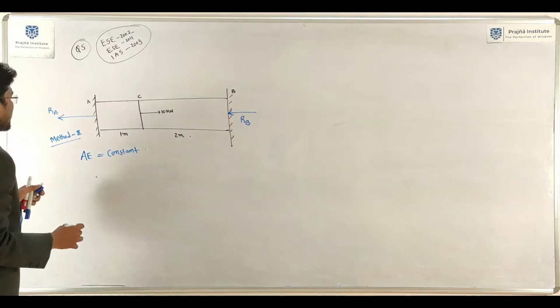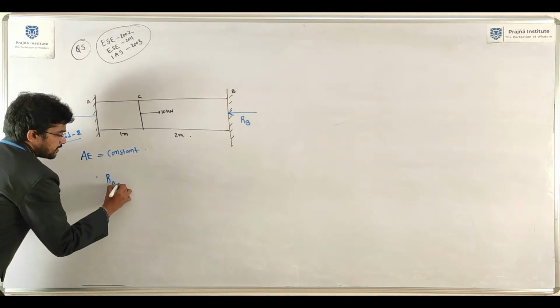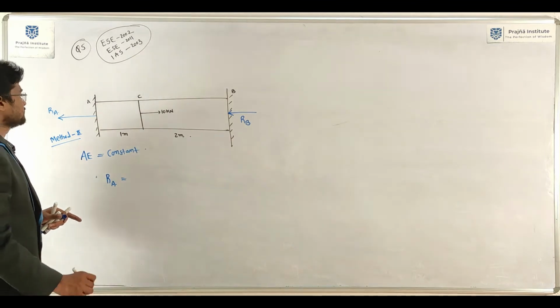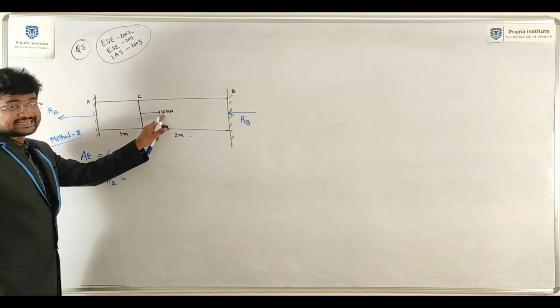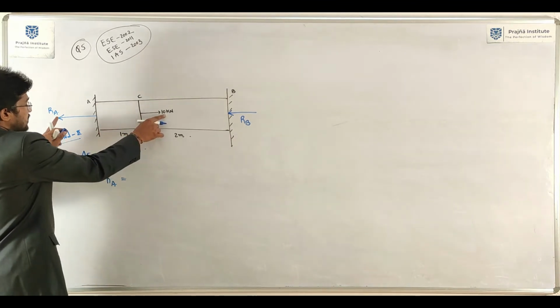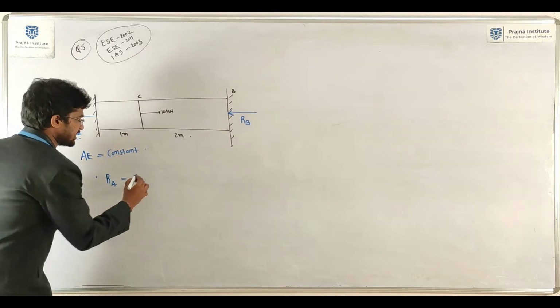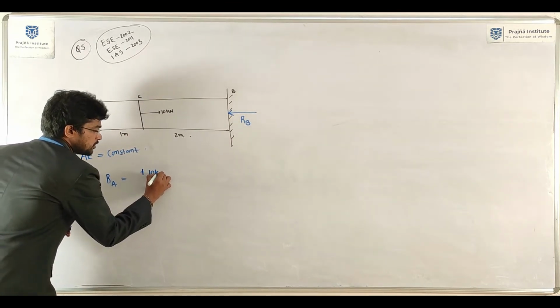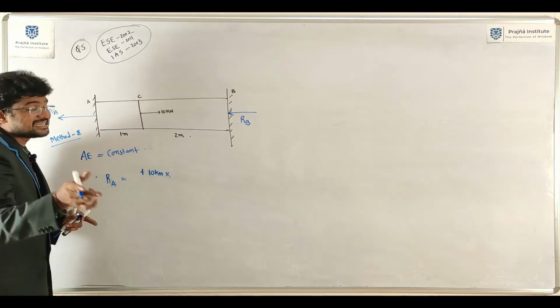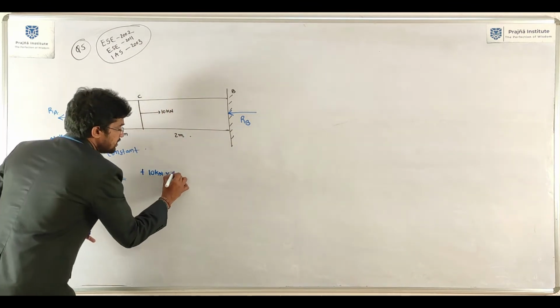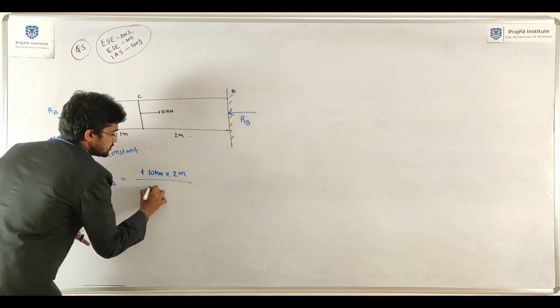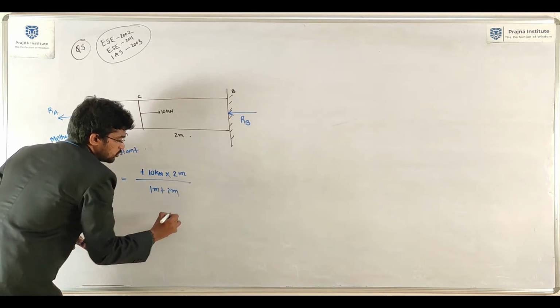Okay, so how to calculate RA? Tell me, how to determine RA? First focus on the 10 kilonewton. The 10 kilonewton and RA are both in opposite directions, which means positive. And the distance is measured from the other fixed end, that is 2 meter by the total length, 1 meter plus 2 meter.